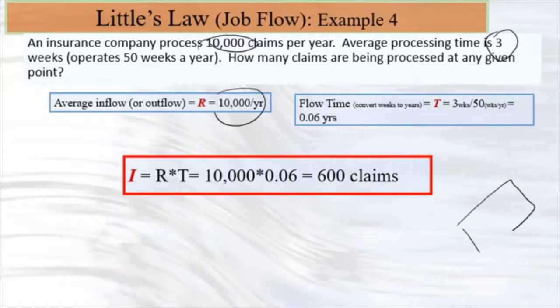So if we think of this, this is an insurance company that's processing claims. So their input and output, how many claims they're getting, is R. And that's what we said. So 10,000 per year. And the average processing time is 3 weeks. So this T is equal to 3.